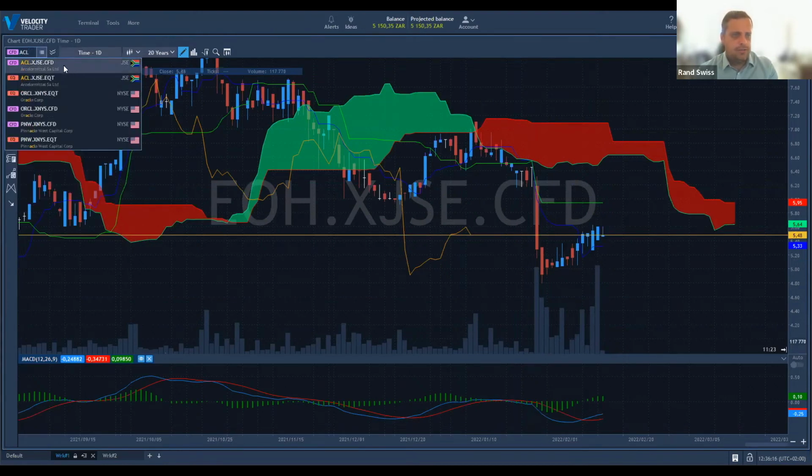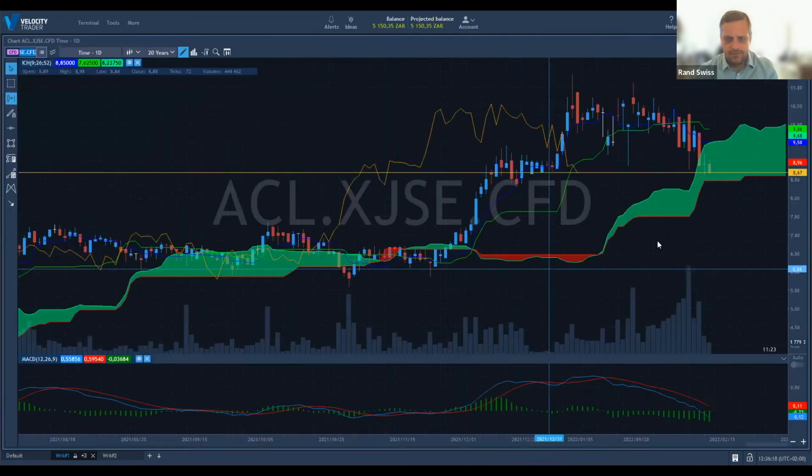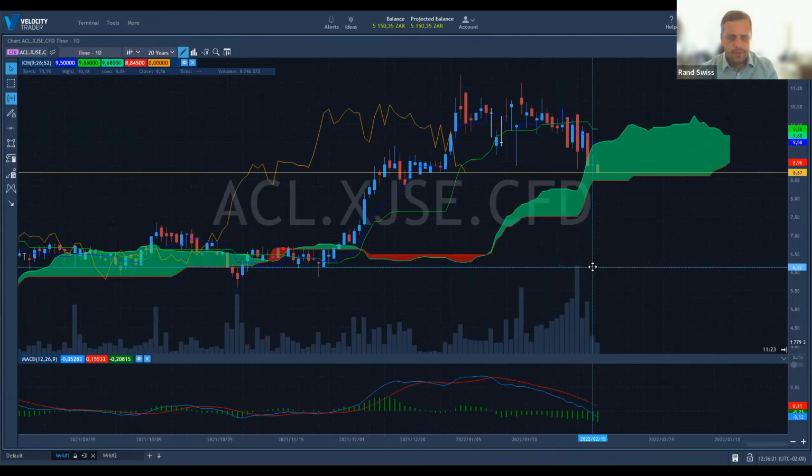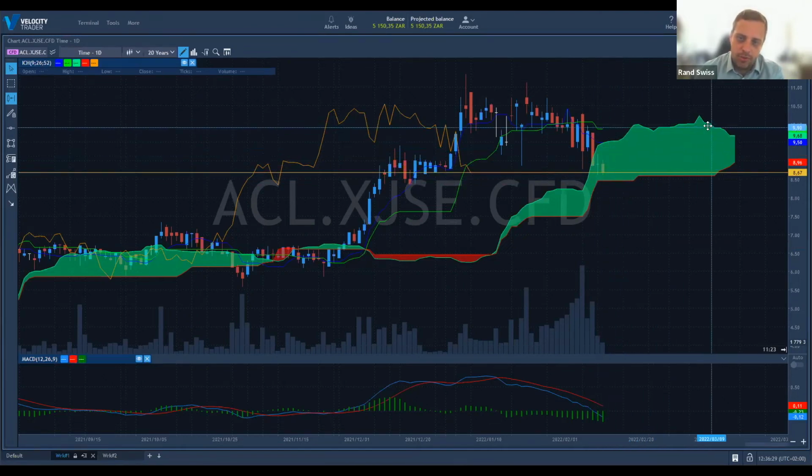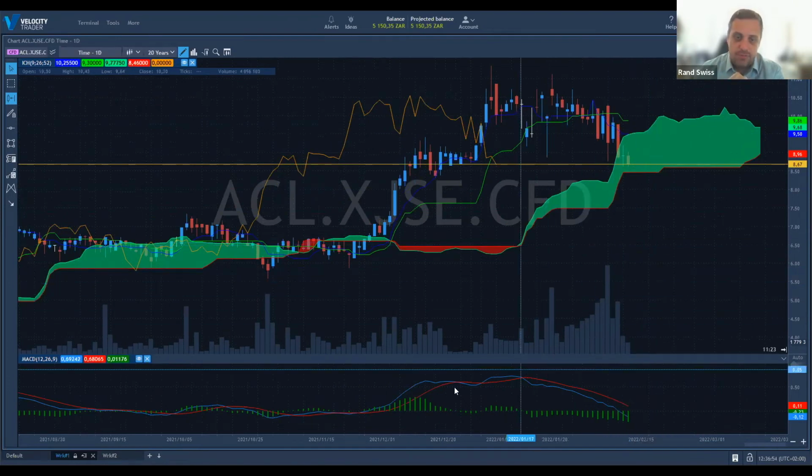Okay, ACL, ArcelorMittal, someone wants to have a look at. One thing to note here, these cloud borders tend to have a way of acting as support and resistance as well. So what you might see here with ACL is that as it gets to the border, it might even find support and then start going back up again. At least this cloud, this is a nice big green cloud, so this is predicting a very bullish future for ACL at the moment. Has to be noted though.